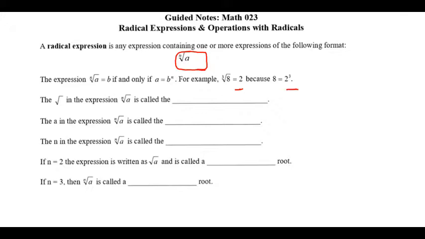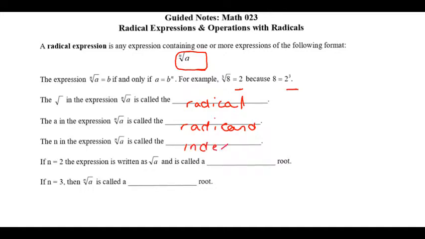So I call it kind of like the check mark with the tail, or the symbol in the expression is called your radical. The A in the expression, or the number underneath the radical, is called the radicand. The N in the expression is called the index.